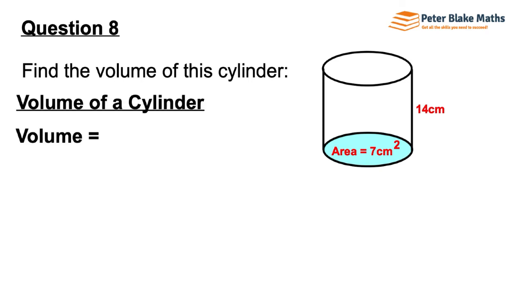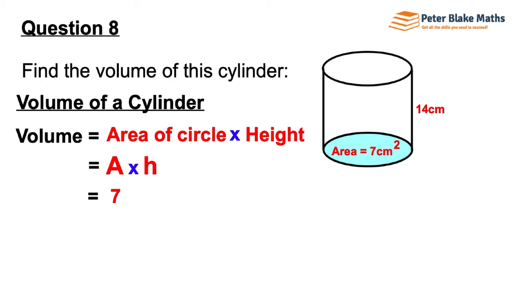Volume of a cylinder, we get to just have the area of the circle, which is given in the question, 7 centimeters squared, and just multiply it by the height that we're given in the question, in this case 14 centimeters. So it's just the area of the end times by the height.